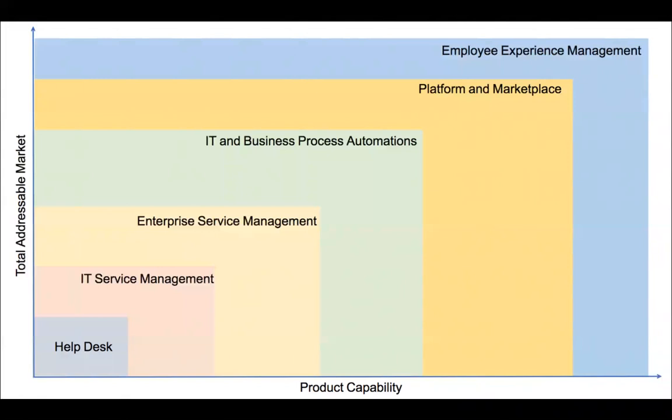So we have lifted to the next level, wherein the same help desk application can be served to multiple departments in the organization. And hope you guys can see the next levels we have in place: IT and business process automations, platform and marketplace, and employee experience management. So these are the next levels that we have in our mind. I'm showing this diagram to give you a vision of how we are progressing on our application, right? So right now we are in the third level.